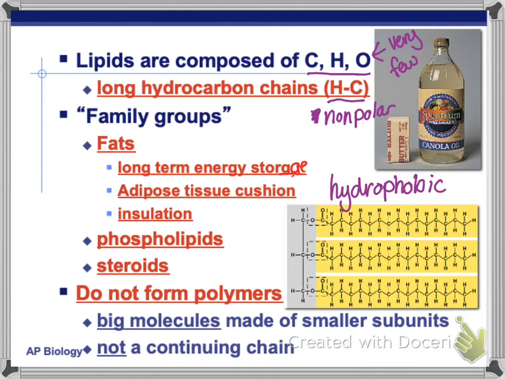Now, some of these lipids, such as fats and phospholipids, are made of smaller subunits, such as glycerol and fatty acids. However, they do not form chains. We do not form chains of fats in our bodies. We have independent fat molecules. We have independent steroid molecules. We have independent phospholipids. Okay, so let's learn more about the structure of lipids.